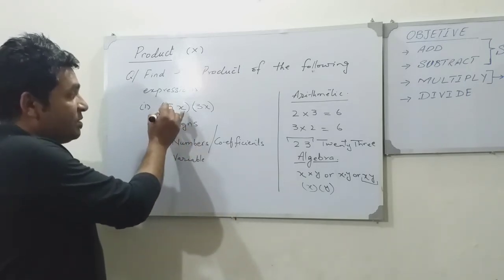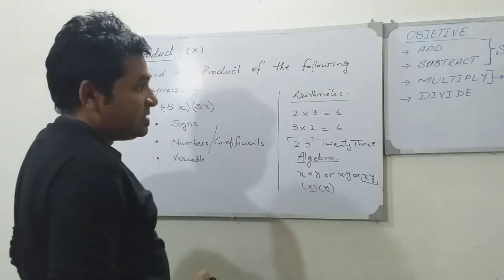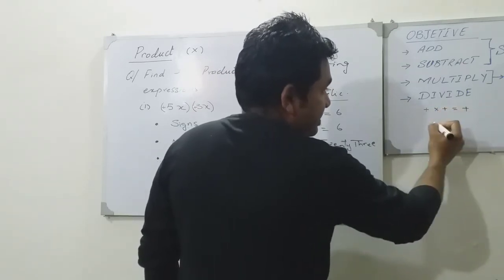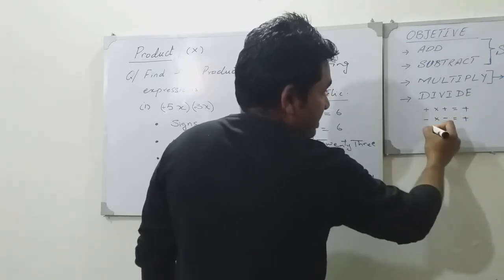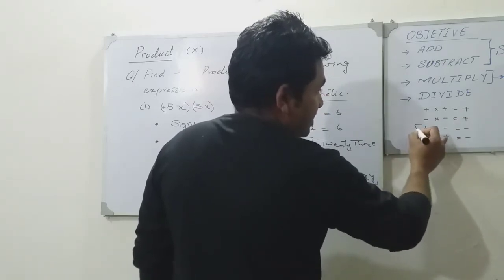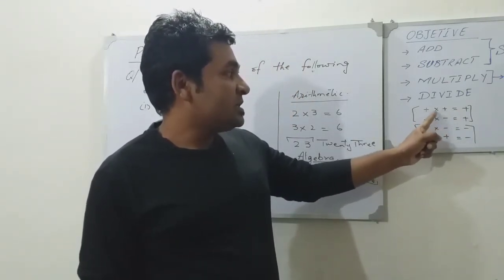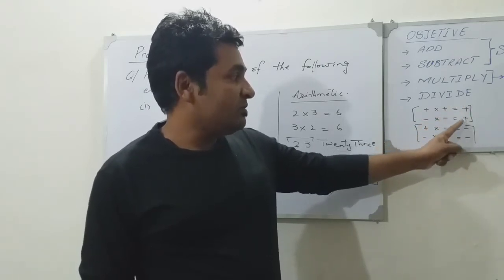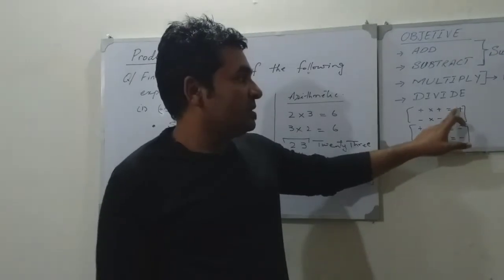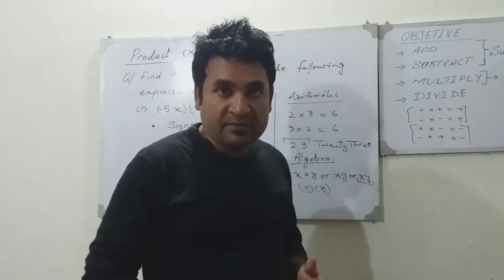Now you know that the sign of 5x is written to its left side, and that is positive. This is also positive. So you know this rule: positive times positive is positive, negative times negative is positive, positive times negative is negative, negative times positive is negative. So if we make groups, when same signs are multiplying, the answer is always positive, and when opposite signs are multiplying, the answer is always negative.